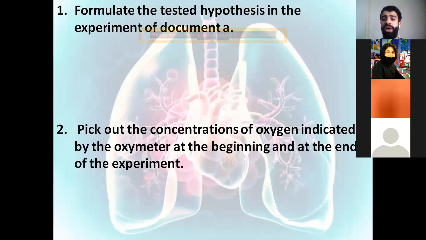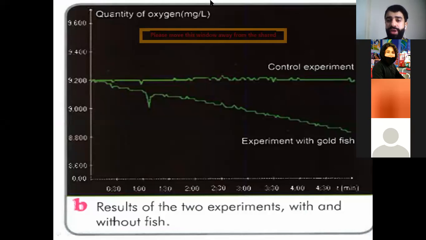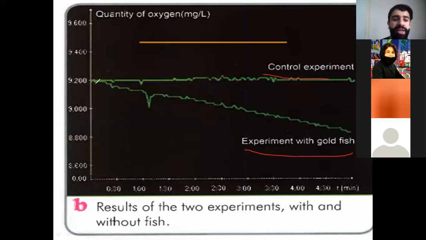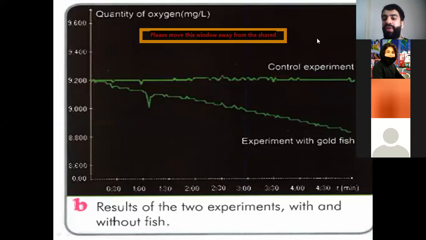Pick out the concentrations of oxygen indicated by the oximeter at the beginning and the end. At the beginning, in both the control experiment and the one with the goldfish, they were 9.2 milligram per liter. At the end, after 5 minutes, the amount of oxygen decreases to 8.8 milligram per liter in the experiment with the goldfish, while it remains constant at 9.2 milligram per liter in the control experiment. So what can we deduce here? That the oxygen in the presence of the goldfish is consumed by the fish.